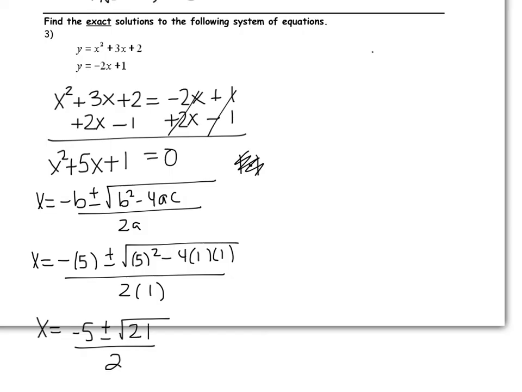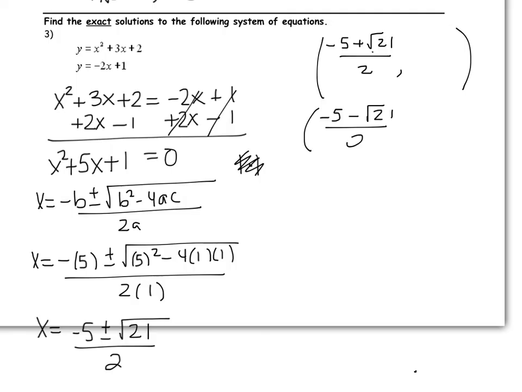So your x values are hidden in here. It's negative 5 plus rad 21 over 2 and negative 5 minus rad 21 over 2. So this will be one of the x values. I guess if we're going to make our solutions, it's negative 5 plus rad 21 all over 2, comma, some y value. The other solution would be negative 5 minus rad 21 all over 2, comma, some y value.